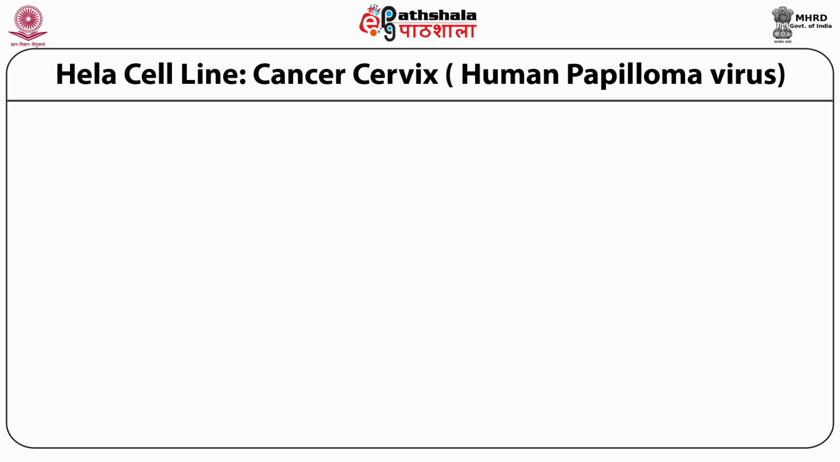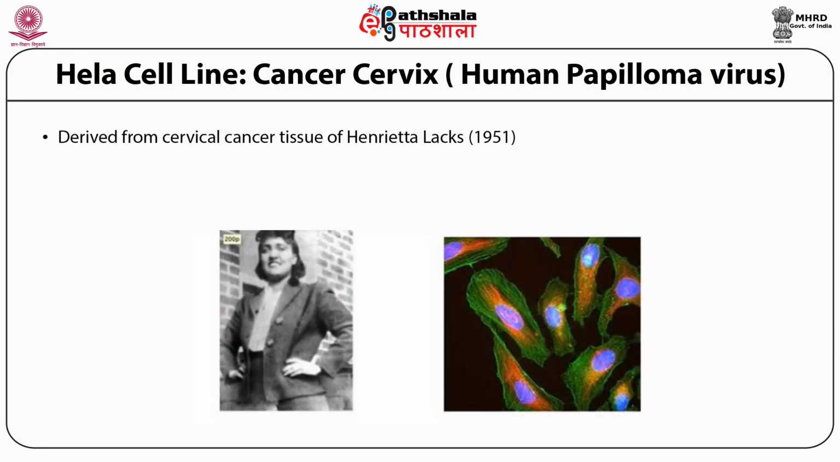One of the earliest cancer cells was derived from an American woman, Henrietta Lacks. This cell line is called the HeLa cell. HeLa cell is one of the most commonly used cell culture systems in any laboratory, as it is easy to grow.